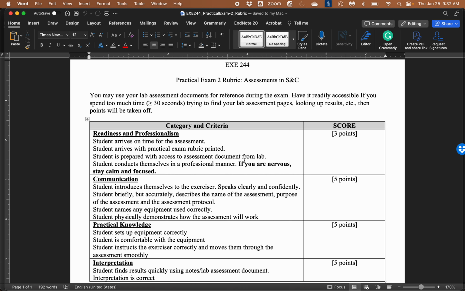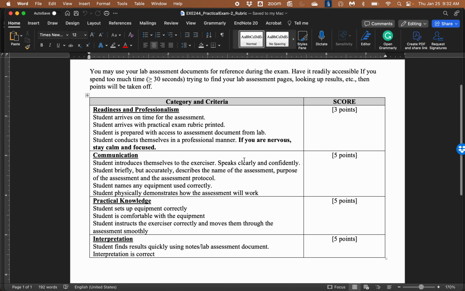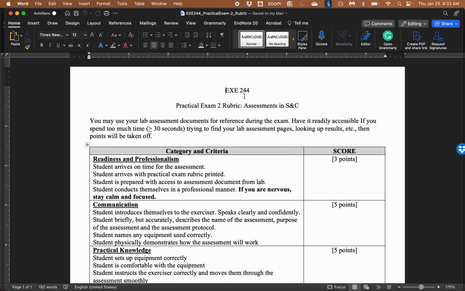You'll be able to use your notes, but you need to be able to reference those and get an understanding of the exerciser's performance on those assessments in a good amount of time. So that is an introduction to the assessments we're going to learn in class. If you have any questions, please let me know.